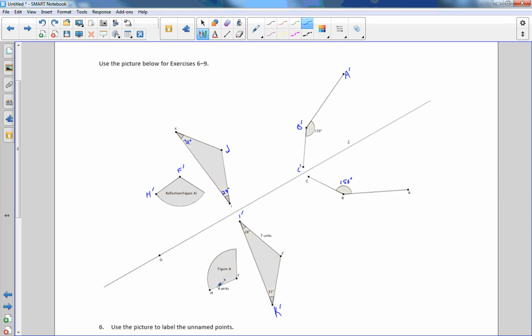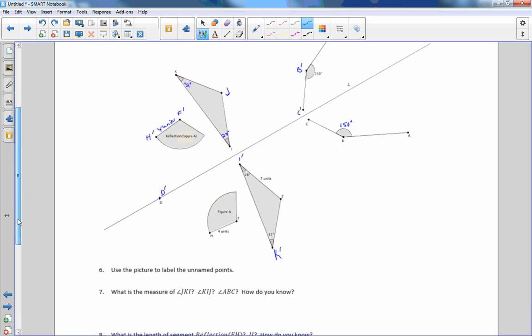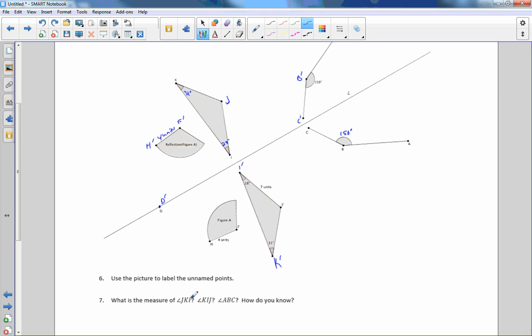Oh, HF has a length of 4 units. H prime F prime therefore has a length of 4 units. Because distance is preserved and angle measures are preserved. Length and angles are preserved. Okay. D is sitting right here. D prime is also sitting right there. It did not move. It is right on the line. That is D prime. 7 says, what is the measure of angle JKI?